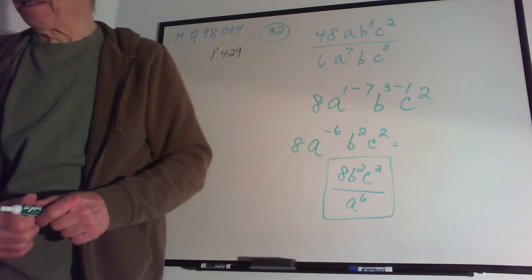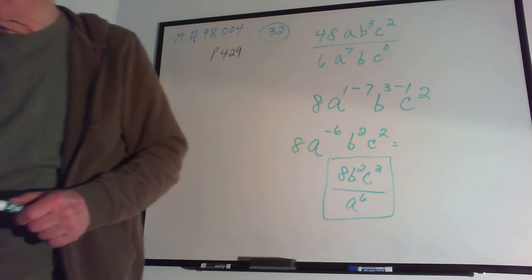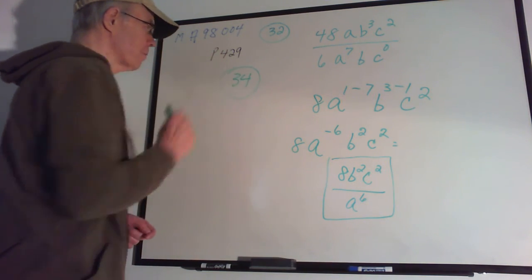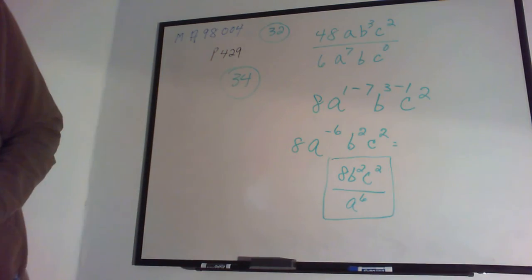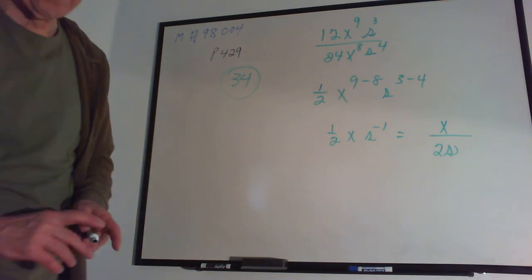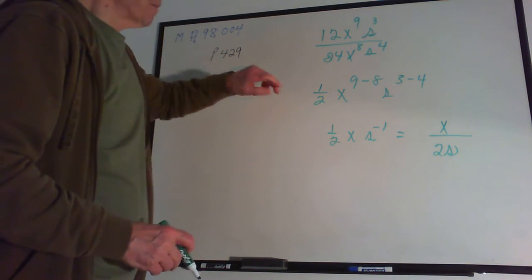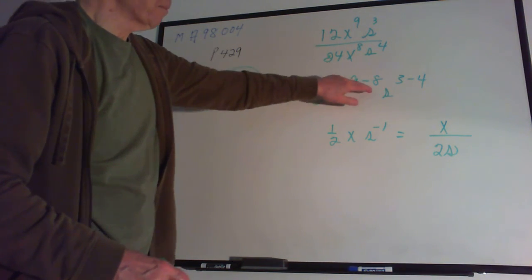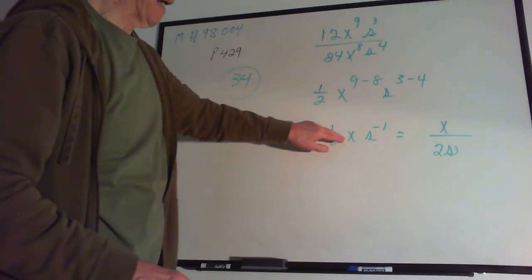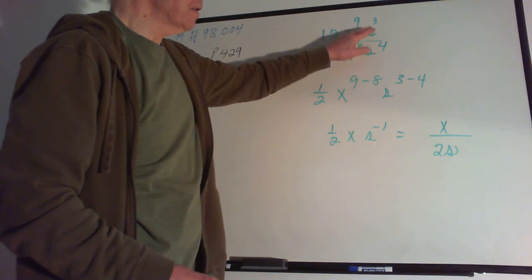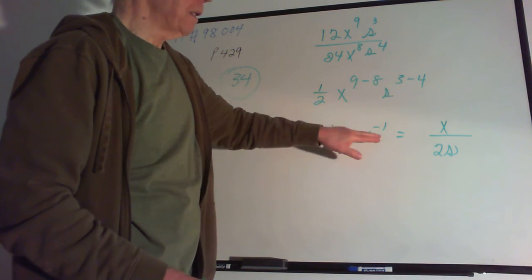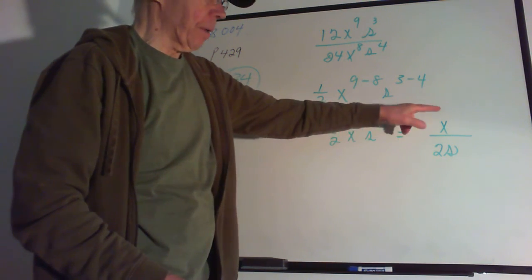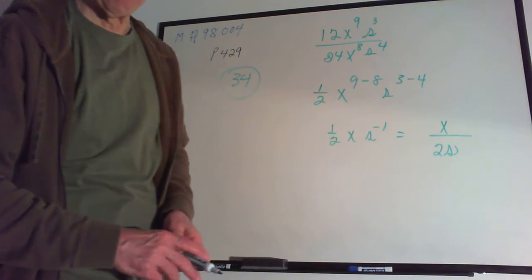All right, let's try number 34. Pause the video. 12 over 24 will give me 1/2. X to the 9th minus 8 gives me x. S to the third minus 4 gives me s to the negative 1. 2 is already in the denominator, so I make it x over 2s.